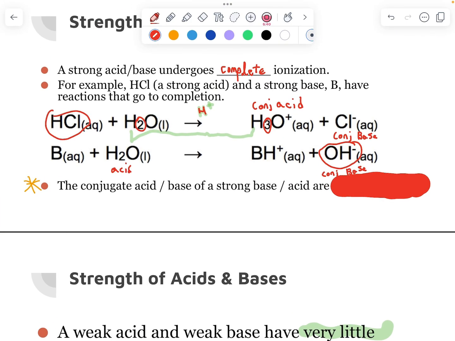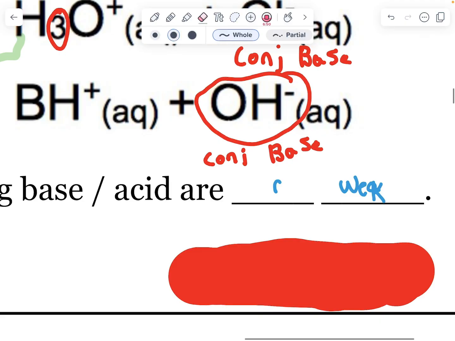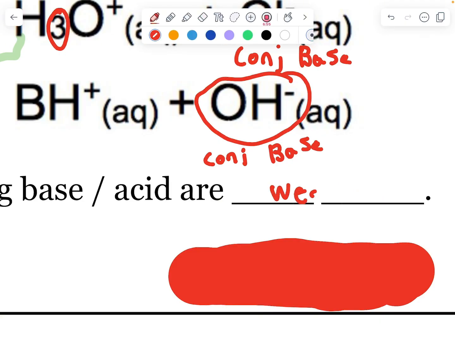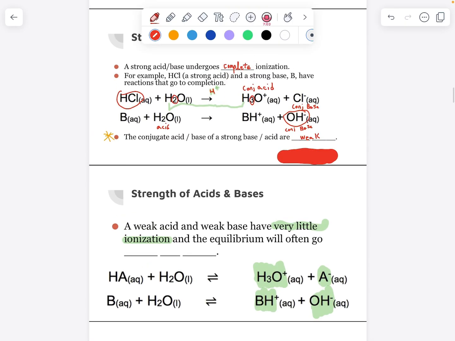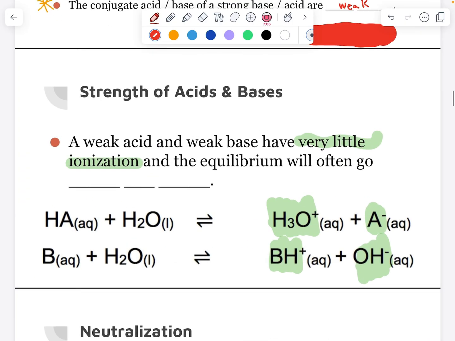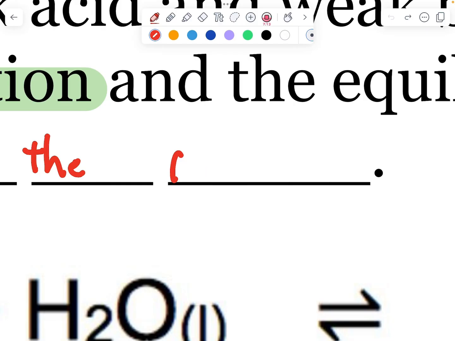And one quick note, that the conjugate acid or base of a strong acid or base are weak. Sorry, this is bad handwriting, but they are weak. Which just means that they don't fully ionize in solution. So they have very little ionization. The equilibrium will often go to the reactant side, which means we'll have more unionized species.